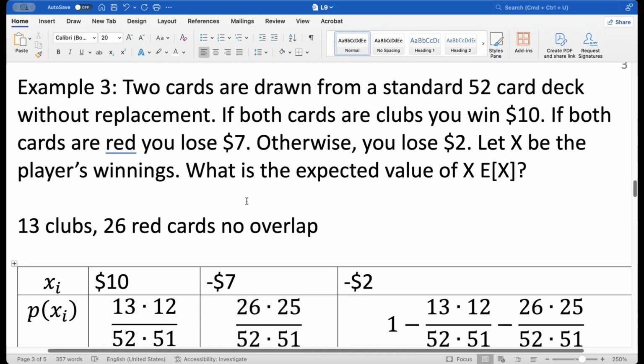Now, otherwise, you lose $2. Now, we could calculate that directly, but we know that in a probability mass function, the total has to be 1. So whatever's left over has to be the remaining probability, 1 minus the other values.